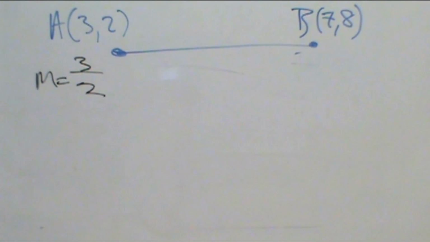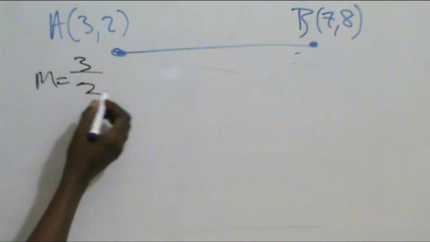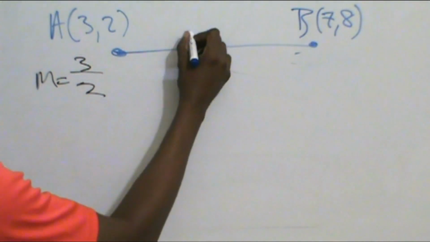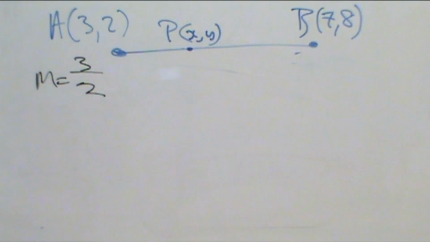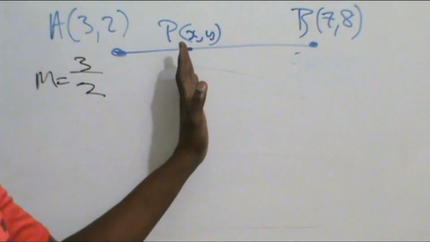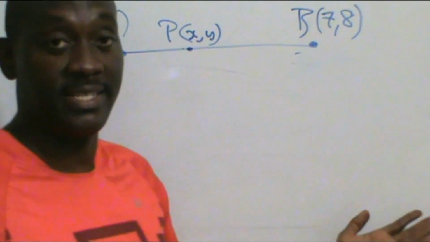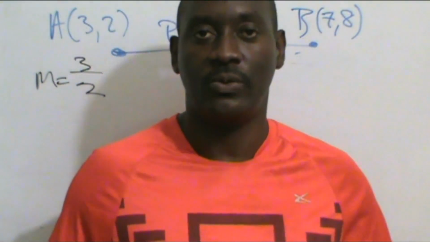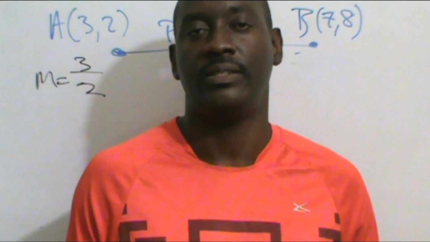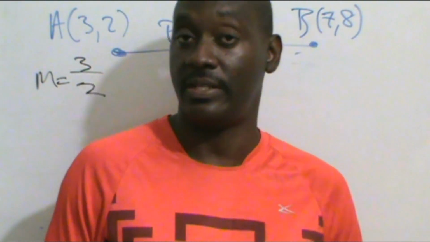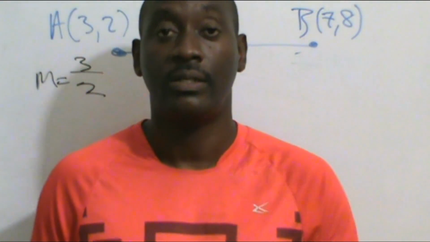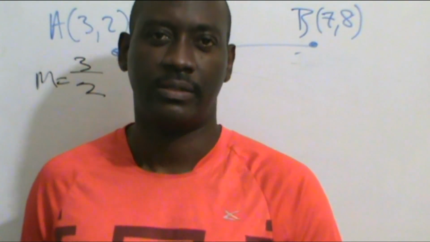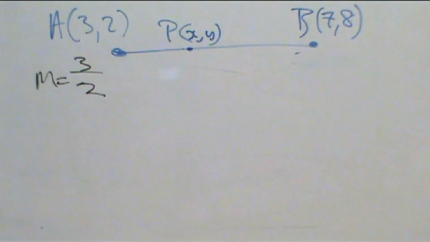Alright? So we can say then that, again, we consider our general point xy, right? Then we call this P(x, y). Alright? So the gradient of this line between A and P will be the same gradient between P and B, else it wouldn't be the same line. Alright? So that is why we could use any of the 2 points and the gradient to find the equation and expect to get the same equation, because even though the 2 points are different, they lie on the same line.